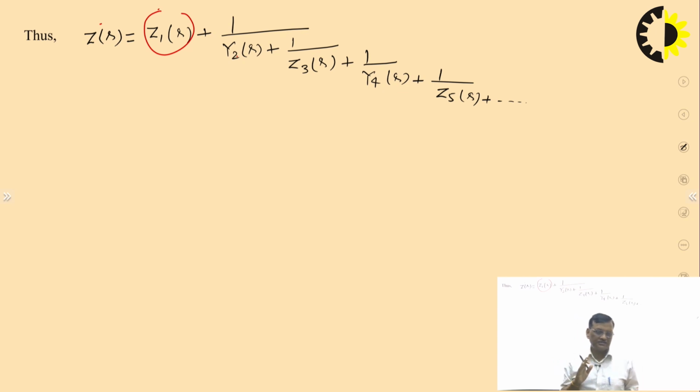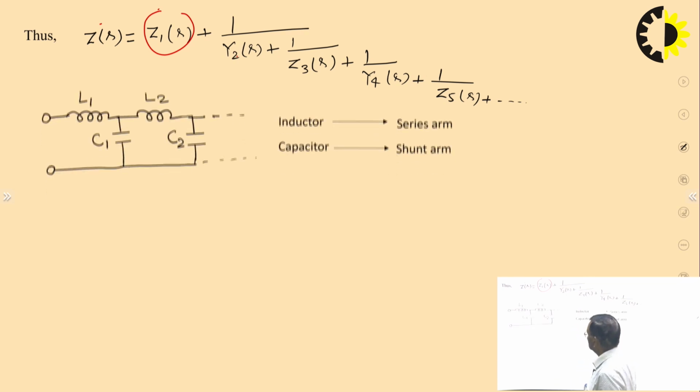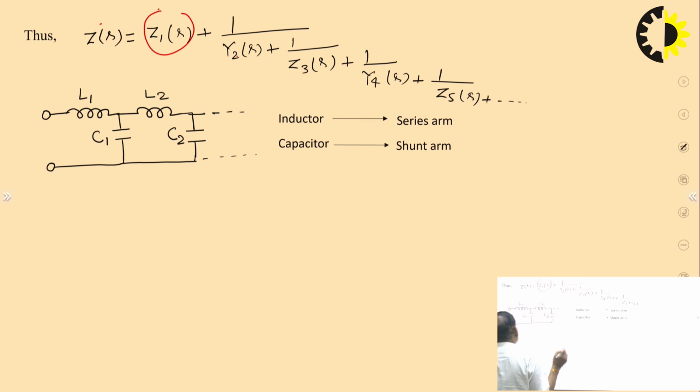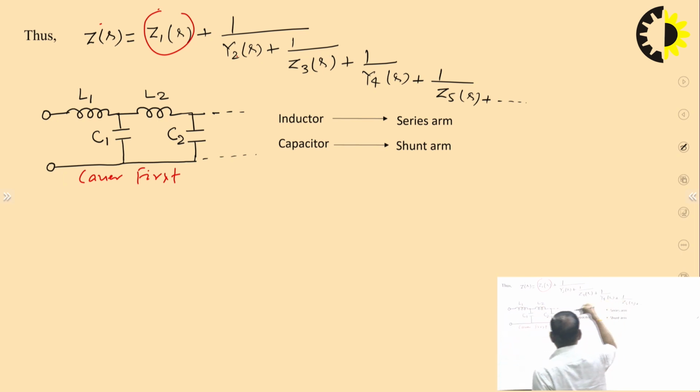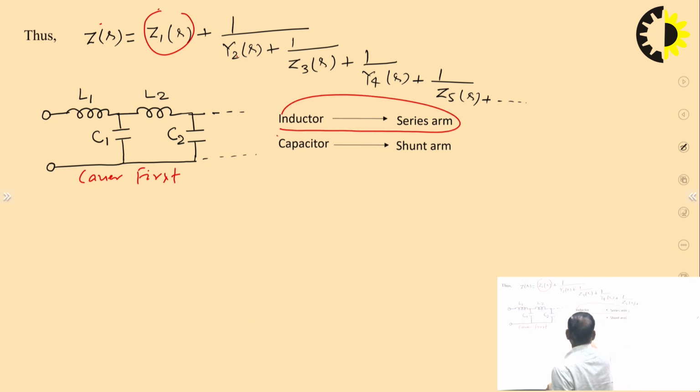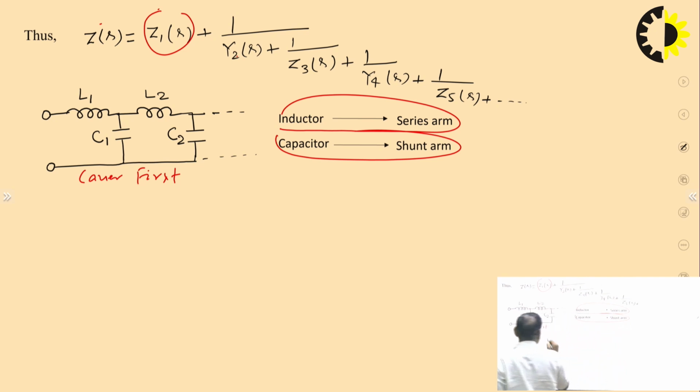If the function has it, then arrange the function in descending order and divide the numerator polynomial by the denominator polynomial. So this is the general form of Cauer first. Cauer first for L1, C1, L2, C2 and so on. So inductor in the series arm, capacitor in the shunt arm. So this is the general form of Cauer first.